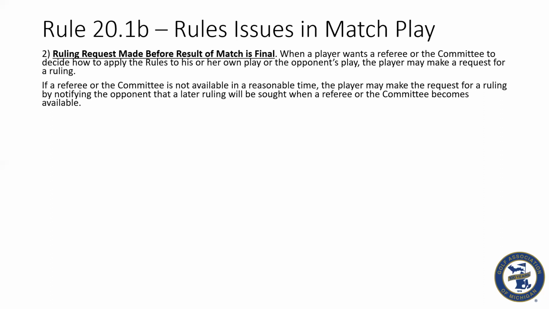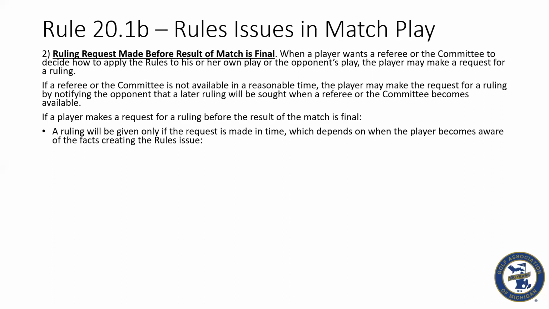So, ruling request made before the result of the match is final. When a player wants a referee or a committee to decide how to apply the rules to his or her own play or an opponent's play, the player may make a request for ruling. If we're not available in a reasonable time, we're going to figure it out as soon as it's brought to our attention and get that taken care of.